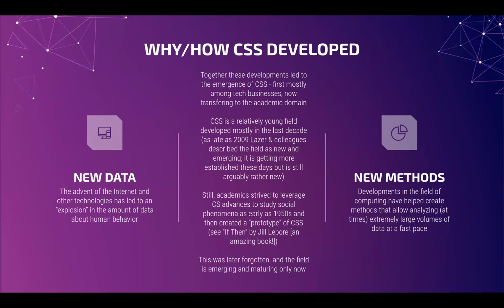However, when we say that it's new, we should not forget that academics strived to leverage computer science advances to study social phenomena back in the days as well, even if they didn't have enough processing power and all of these new data sources. So, for example, as early as the 50s, there was what I would call a prototype of computational social science, as described in a book by Jill Lepore, If Then, where she describes how proto-computational social science was leveraged in the field of American politics, where academics were trying to help politicians get elected based on computational analysis of citizens' data. This was later forgotten, and academics came back to the same mix of social scientific questions and computational methods only later. And again, the field is emerging and maturing now.